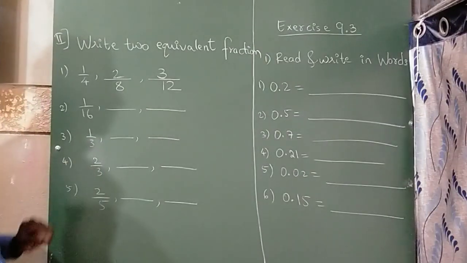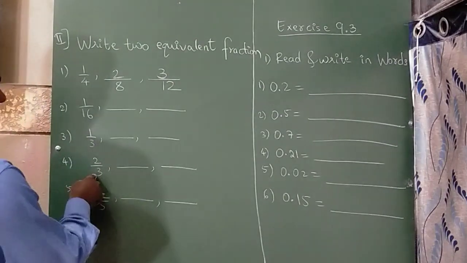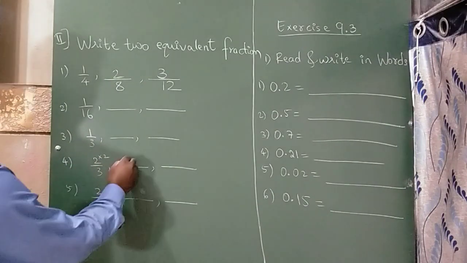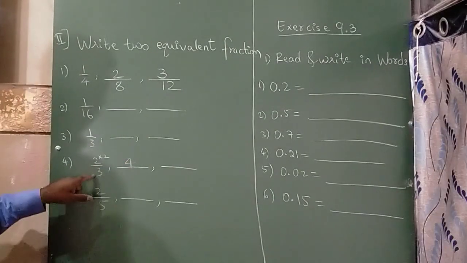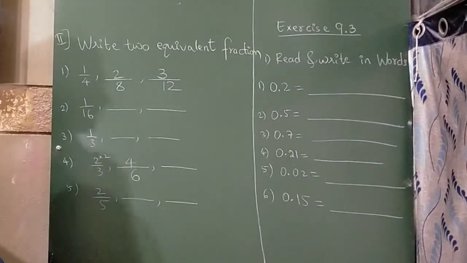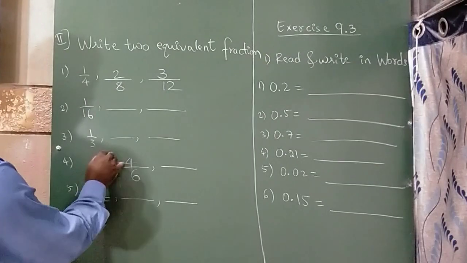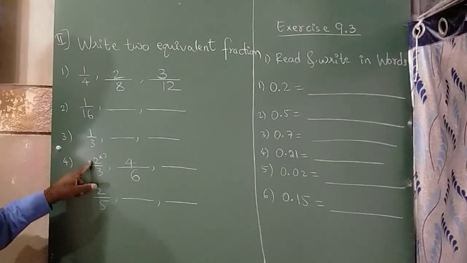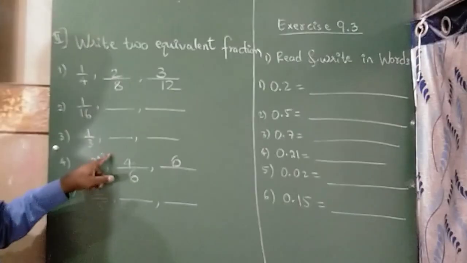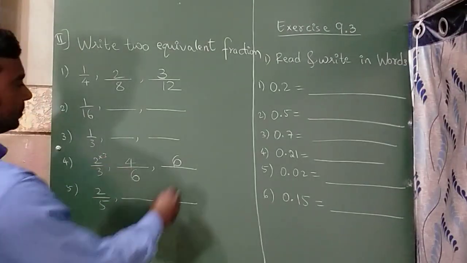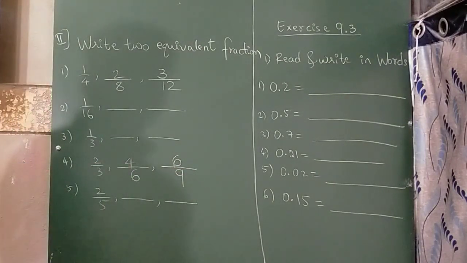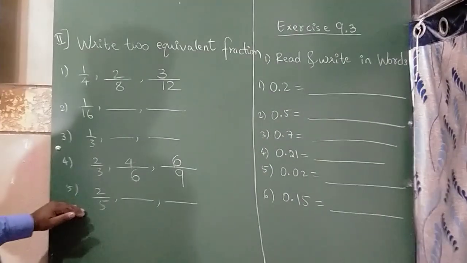Now let me solve this. Okay. Now again, if I multiply this with the 2, 2 2's are 4. Again, denominator also multiply with the same number. So 3 2's are 6. Fine. So next, if I multiply numerator with the 3, 2 3's are 6. Denominator also, if I multiply with the same number, 3 3's are 9. Okay. Understood this? Now I want you to solve the fifth question.